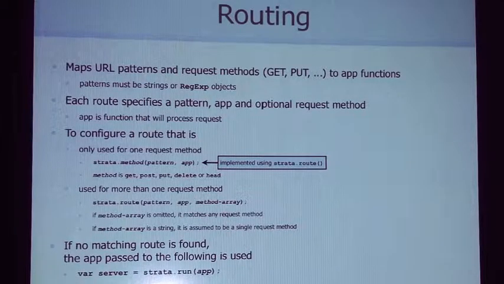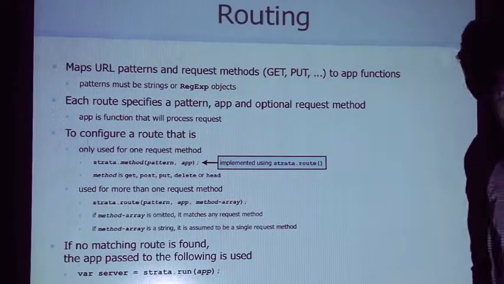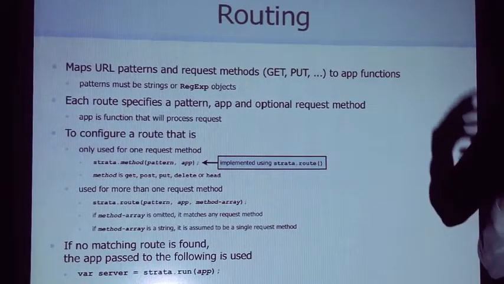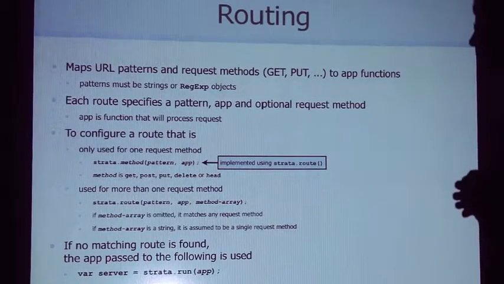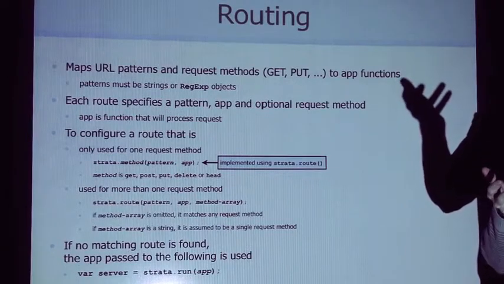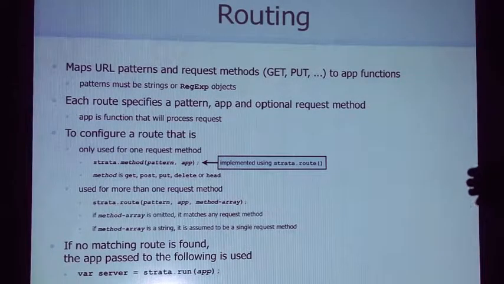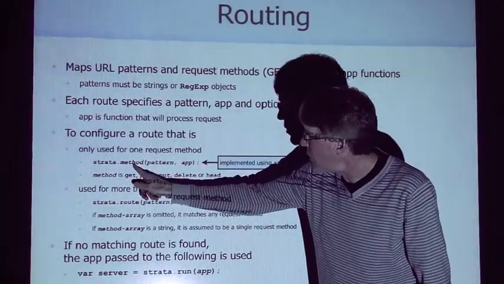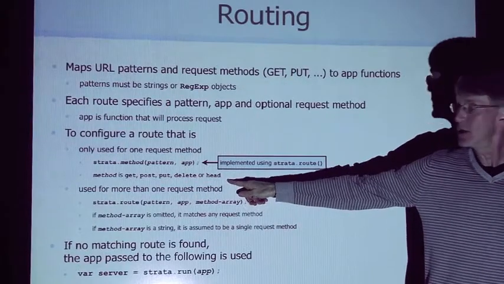The next thing that you might want to do, kind of moving up the levels of complexity, is to start to do some routing. So here what I care about is that when I get a request with a certain HTTP verb, it's a get, a put, a delete, something like that, and then the path that they're hitting matches some pattern, then I want to process it in a certain way. And so I can say strata.method, where method is one of those things.